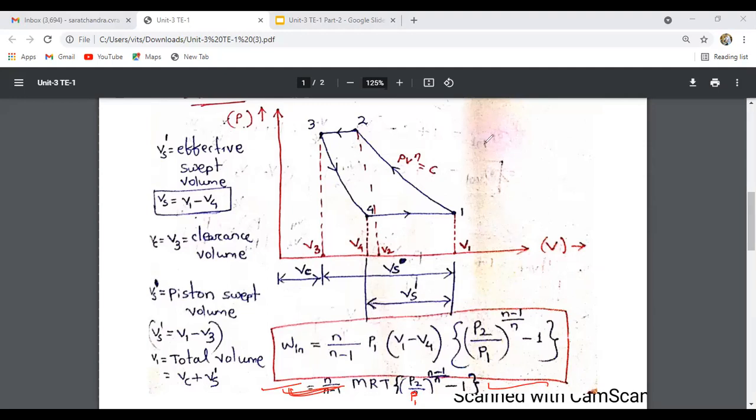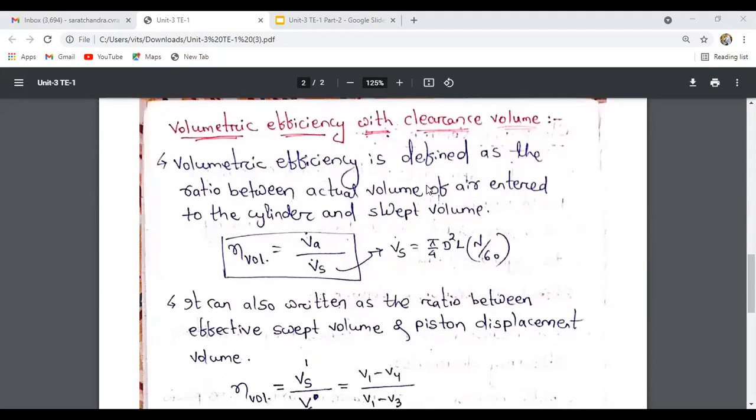Now the next one is the derivation of volumetric efficiency. Now we are going to see the volumetric efficiency with clearance volume. What do you mean by volumetric efficiency? First I will give you the formula. Volumetric efficiency is defined as the ratio between the actual volume of air entering the cylinder and the swept volume. This is our volumetric efficiency.